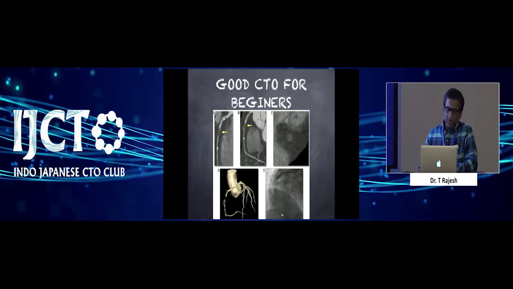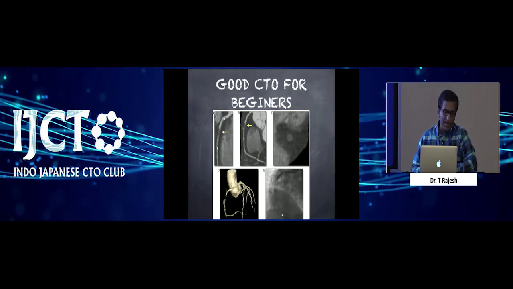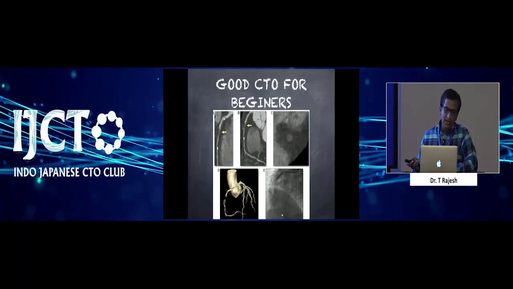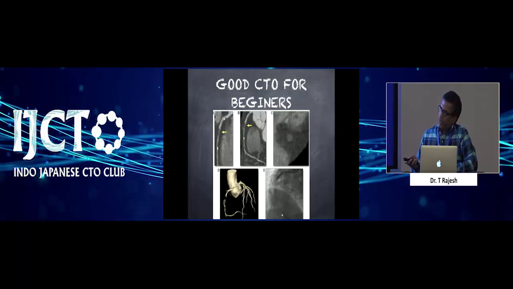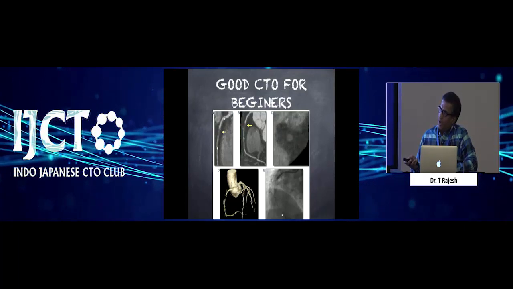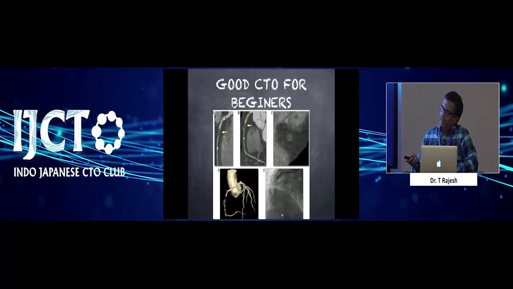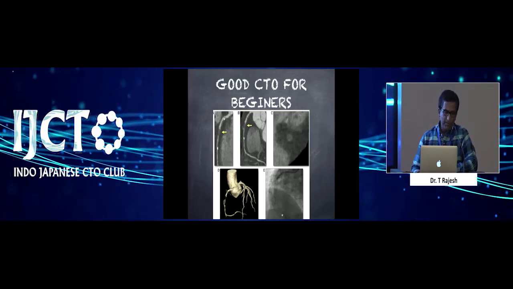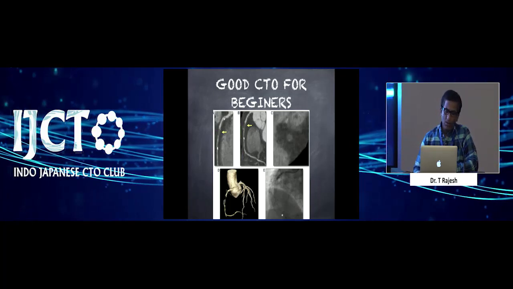Now, what is an example of a good CTO, if you want to start CTO in your hospital? If you have a CT like this, this is a good patient to start your first CTO procedure. Notice this is a very short segment occlusion, hardly any calcification, and this CTO can be recanalized easily with maybe a Fielder XTR wire.